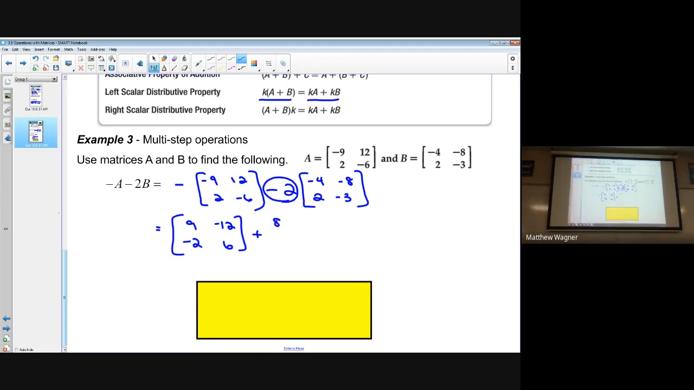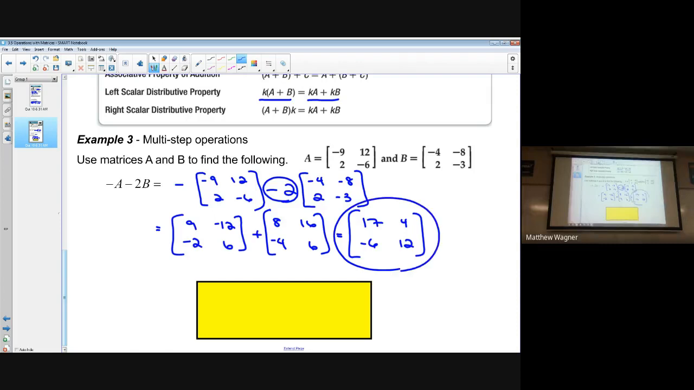So I'm going to have 8. Negative 2 times negative 8 is positive 16. We have a negative 4 and a positive 6. After I scalar multiplied by negative 2, we wind up with this result. And then we just add them together. So we have 17, 4, negative 6, and 12. Looking at those numbers, pretty straightforward as far as things go.